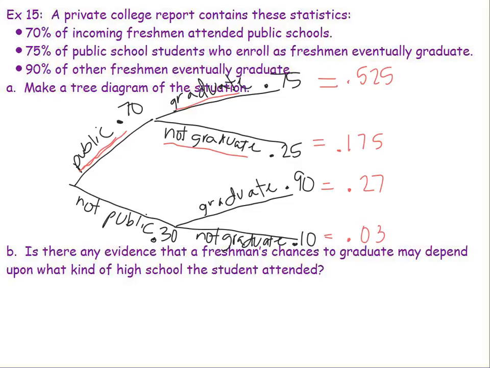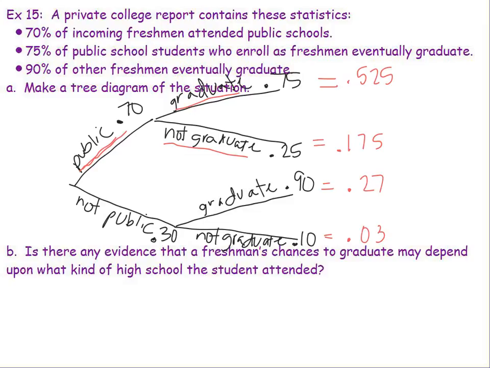So pick up your calculators, type in 0.525 plus 0.175 plus 0.27 plus 0.03. If you don't get one, you made a mistake. So that's how you make a tree diagram. Now we're going to use that tree diagram to answer 3 additional questions.